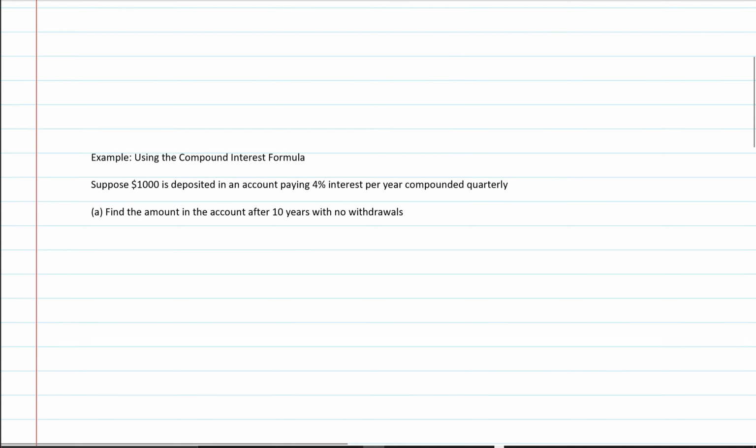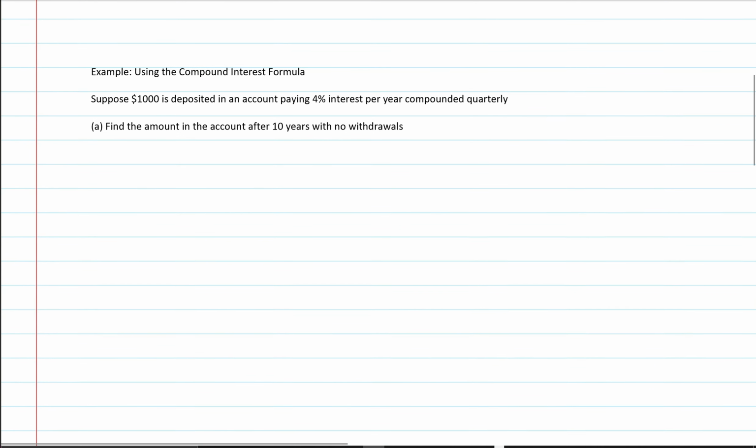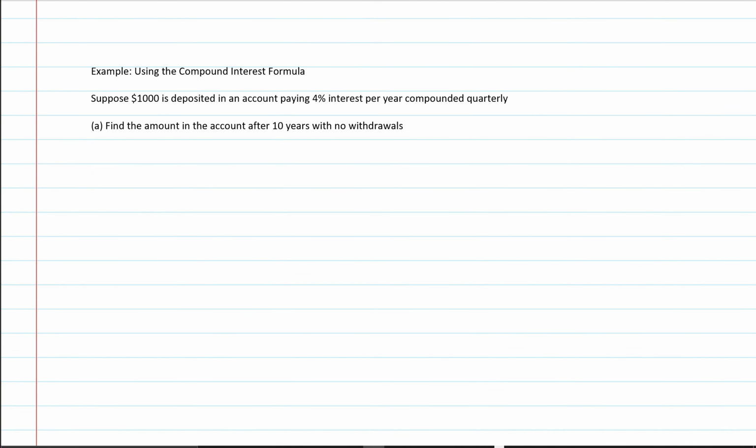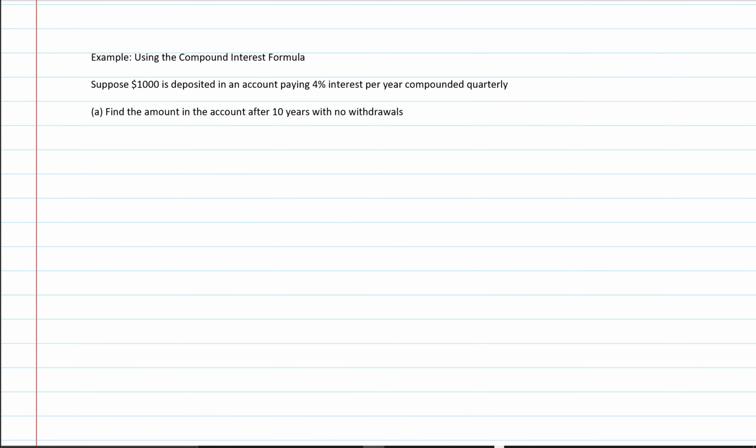First example, using compound interest. Suppose $1,000 is deposited in an account paying 4% interest per year and it's compounded quarterly. We're asked to find the amount in the account after 10 years with no withdrawals. So the first thing I would do is write down all of our variables and see what's given and what we need to solve for.